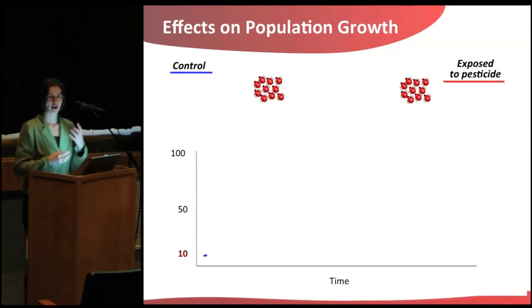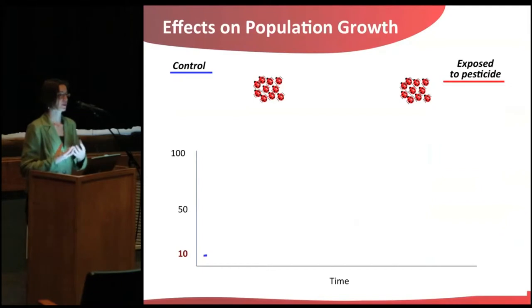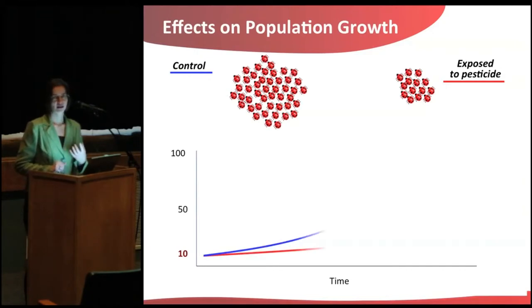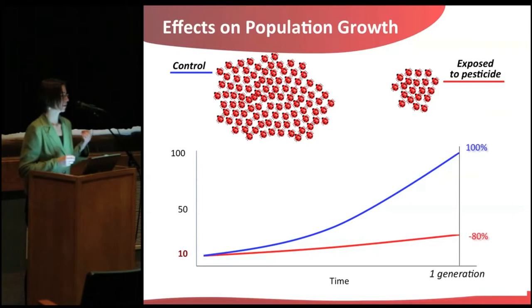And you can imagine you have two populations, they both start with the same number of individuals. One population, the control, is not exposed to any pesticide, while the other one is exposed to a certain pesticide. And then we observe what's going to happen with that population over one generation. And then as you can see, the control population starts growing nicely, while the population exposed to a certain pesticide does not grow as much.